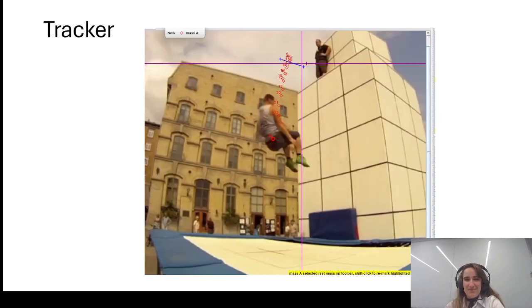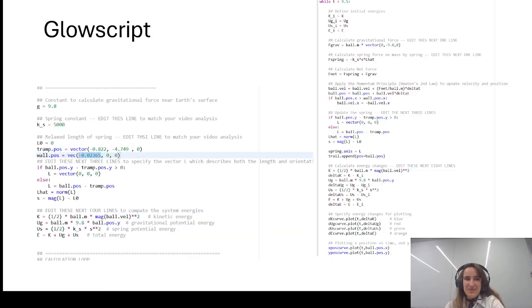So, tracker. Here's how I tracked the guy. GlowScript. Here are the code snippets.